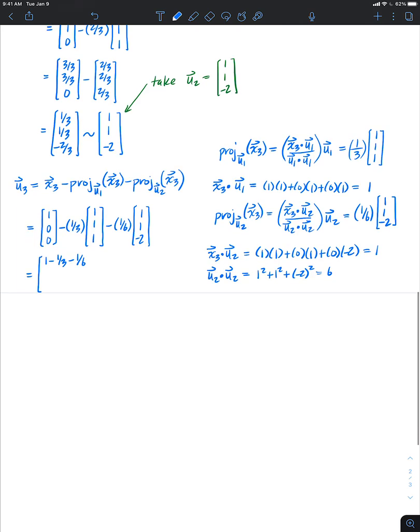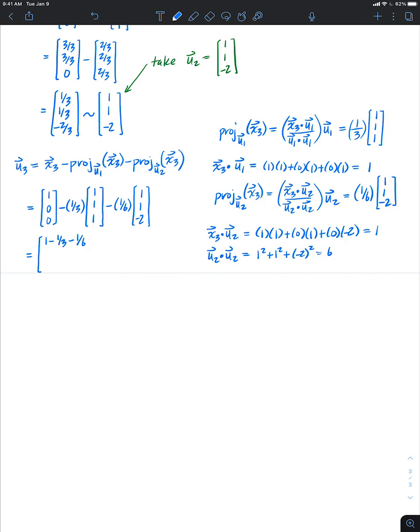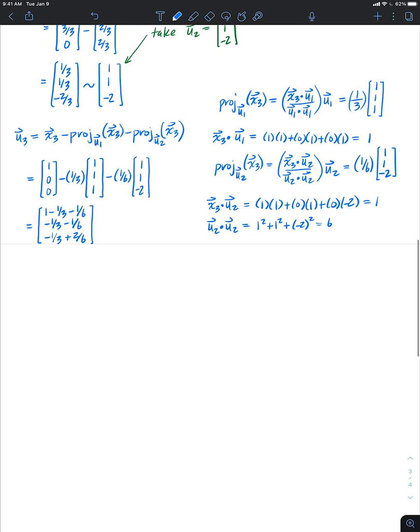Then the second coordinate will just have 0 minus 1/3 minus 1/6. And then for the third coordinate, we'll have 0 minus 1/3 plus 2/6, right? That's what you get if you multiply these two numbers. You get negative 2 over 6, but with this negative as well, then it becomes a positive, and you get positive 2 over 6. Okay, well, this actually can be cleaned up a bit more here.